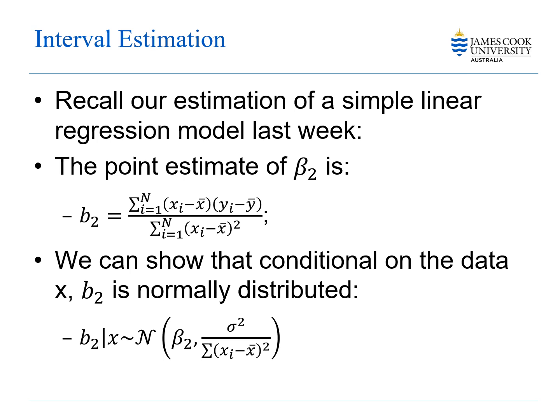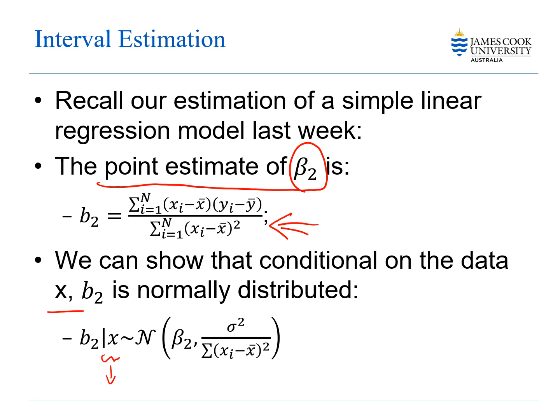And recall from last week, we estimated the simple linear regression model where we look at the impact of household income on household food consumption expenditure, and we estimate a point estimate for beta 2, which captures the marginal impact of income on food expenditure. That's the formula we derived last time. We can also show that, conditional on x, this says it's conditional on the data x.